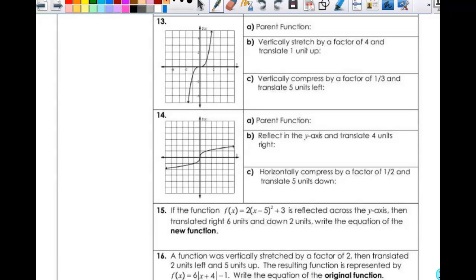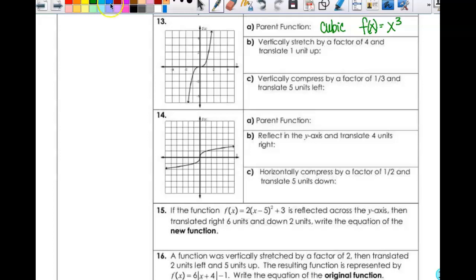Okay, so this time we get a graph. We get a graph of the parent function. So the picture in number 13, what is that? It is a cubic. So this is a cubic, and it is f of x equals x cubed. Then they're going to tell us what the transformations are, and we have to write the equation.